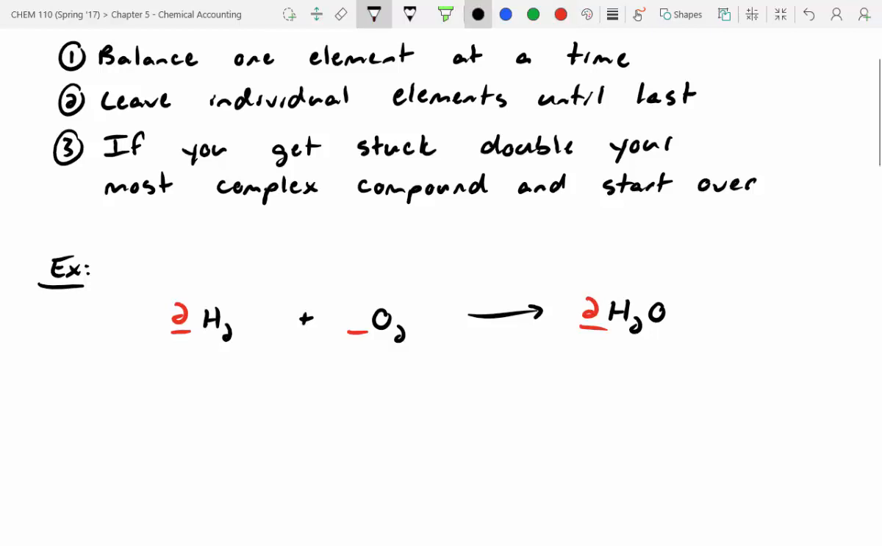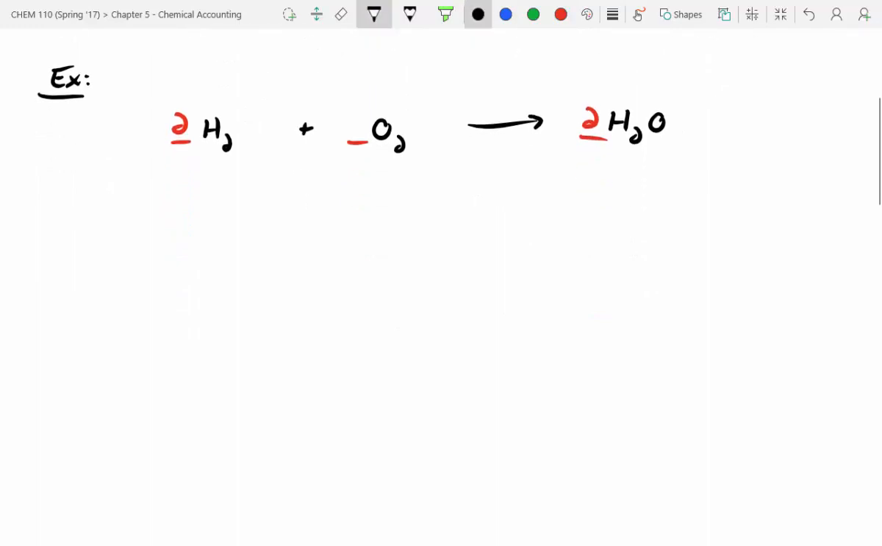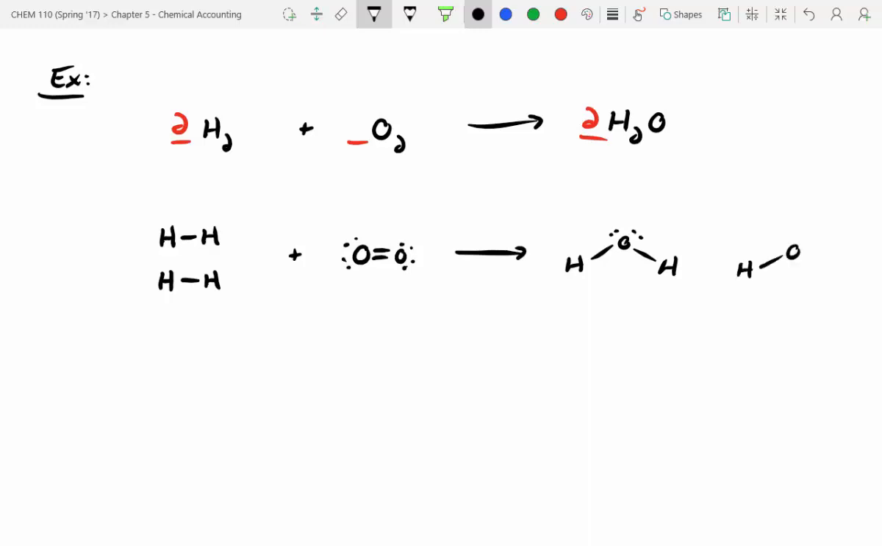So our net equation would look a lot like this if we were to draw out all of our Lewis dot structures. We'd have 2 equivalents of hydrogen gas plus 1 equivalent of oxygen gas, which actually contains that double bond, goes to 2 equivalents of water. So if it helps you to draw it out symbolically using Lewis dot structures, you're more than welcome to. Sometimes it's easy to get confused with these.